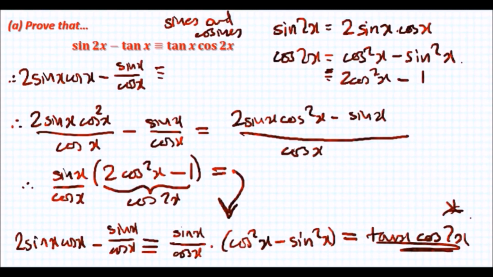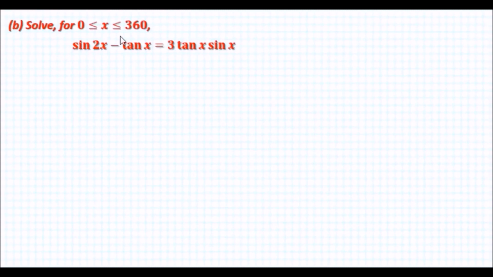Okay, ciao. Okay, here we are, part B. So now we need to solve between the ranges of 0 and 360 the following equation. The first thing I want to point out is that this is almost identical to part A's solution. For part A, we had a very similar expression. The only difference is that the left side was identical to tan x cos 2x.